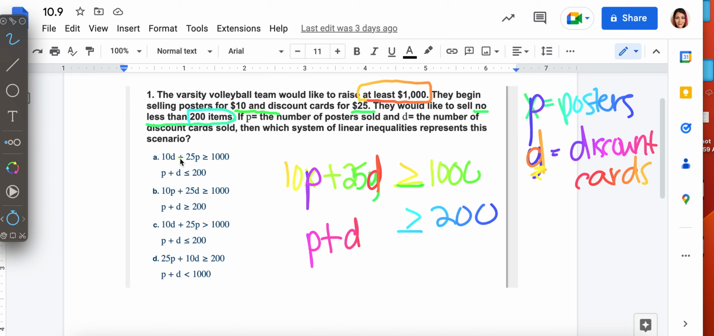So this one's not it, because that says 10d, and that says 25. So the only one that could be is this one: 10p plus 25d, yes, and p plus d is greater than or equal to 200. Yep. So that one, there you go.